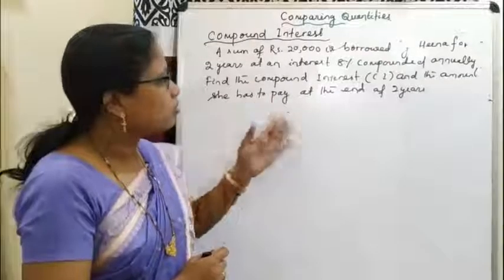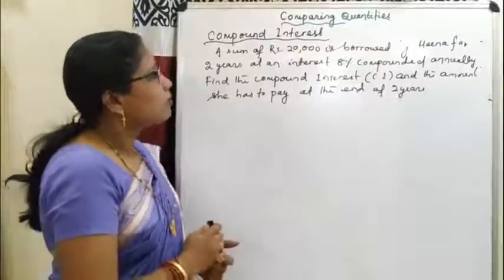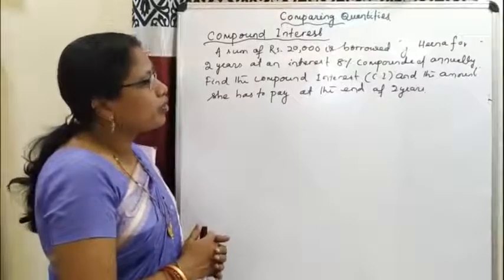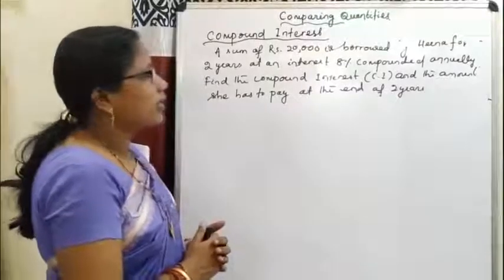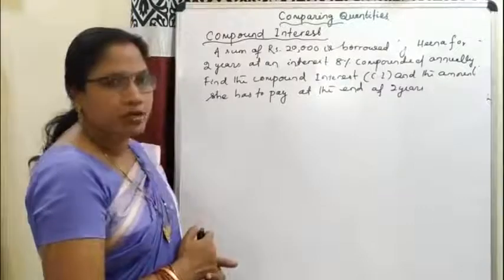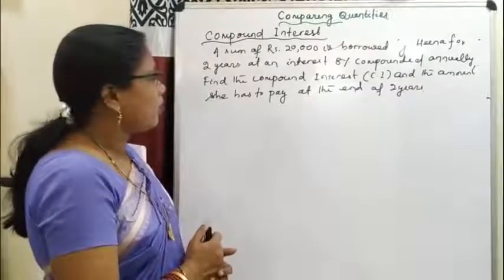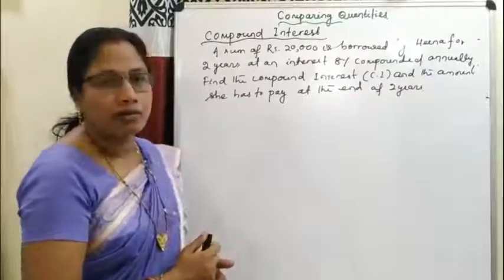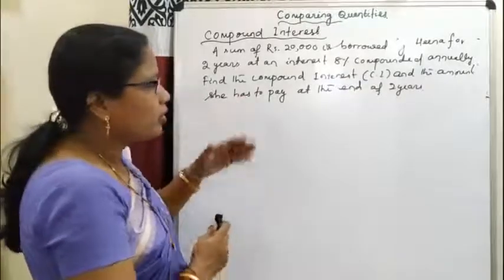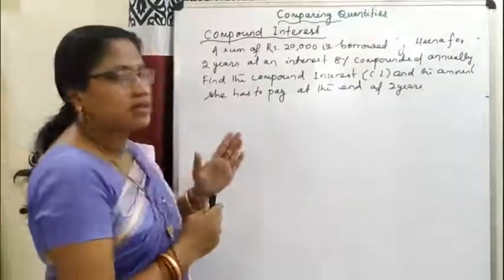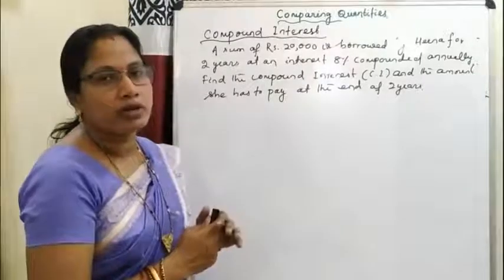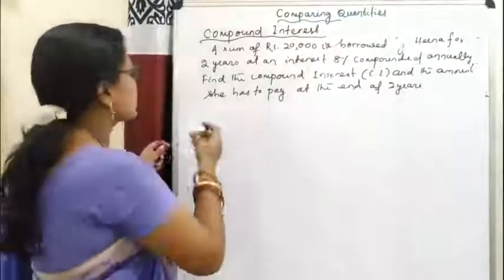Let us solve this question. A sum of rupees 20,000 is borrowed by Hina for 2 years at an interest of 8% compounded annually. Find the compound interest and the amount she has to pay at the end of 2 years. So here we will calculate first. For the first year we have to calculate the simple interest. So step 1.